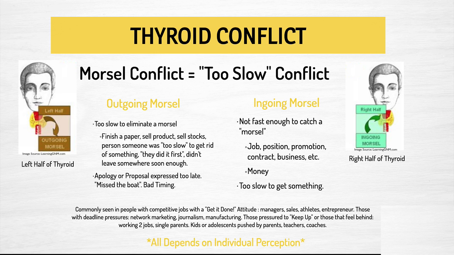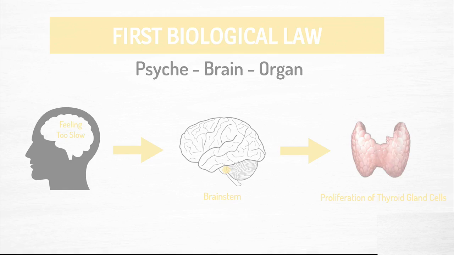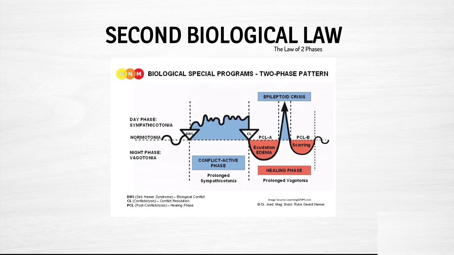So let's look at the psyche-brain-organ correlation, because the moment that you have the conflict of feeling too slow, simultaneously you are affected at the level of the psyche, the brain, and the organ: specifically in the brainstem, and then the organ level is the proliferation of thyroid gland cells. Let's look at the second biological law.